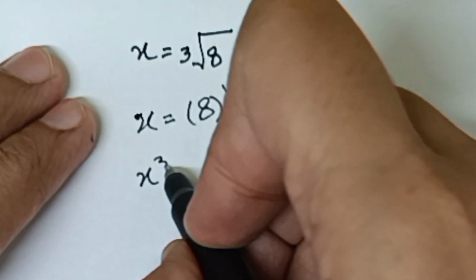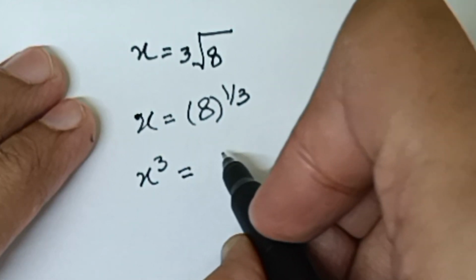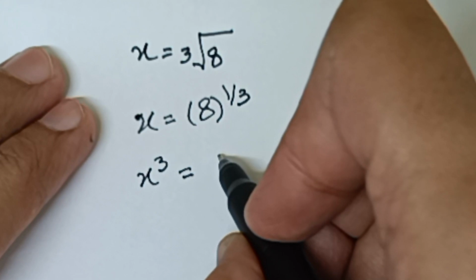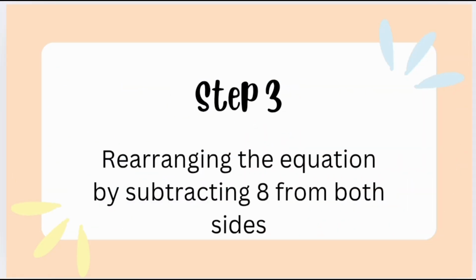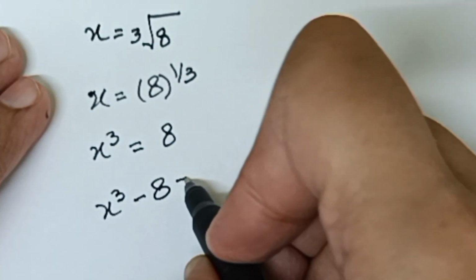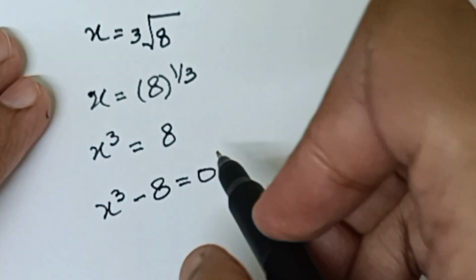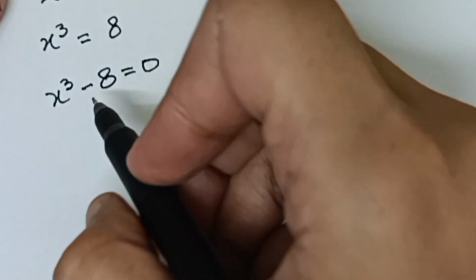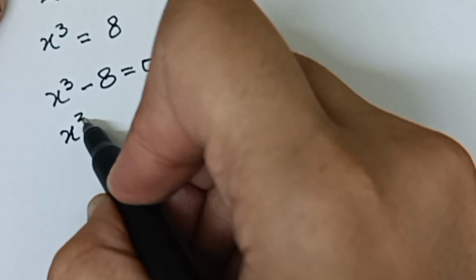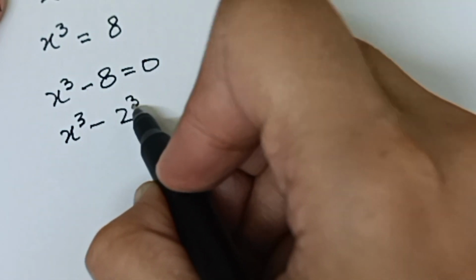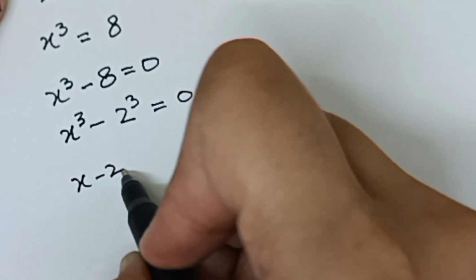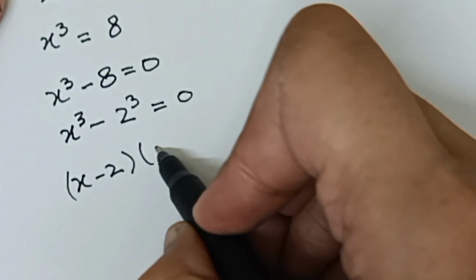Now we will arrange the equation by subtracting 8 on both sides. So we will get the equation x cube minus 8 is equal to 0. Expanding the formula of cube, we will first arrange 8 as the cube of 2. So x cube minus 2 cube, and the formula will be x minus 2 into x square plus 2x plus 4 is equal to 0.